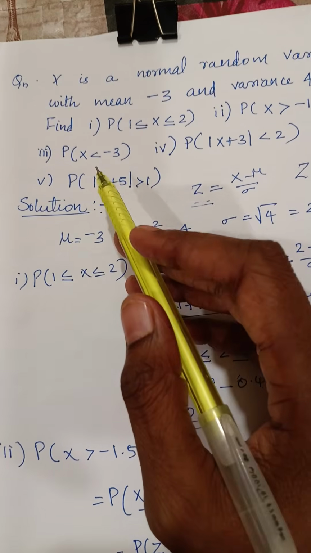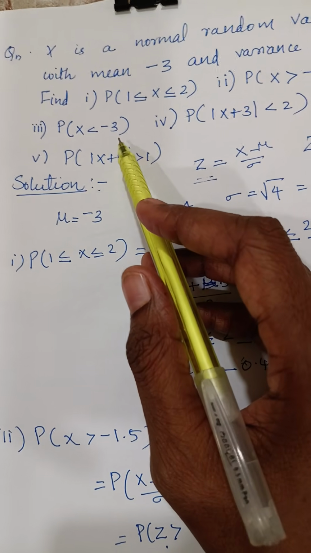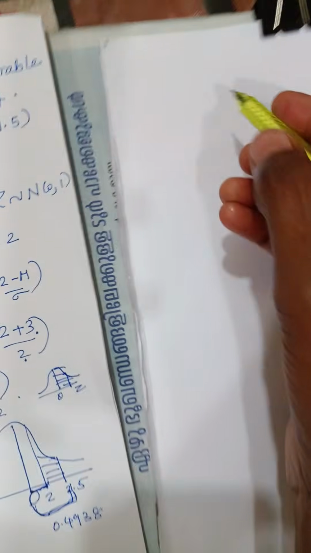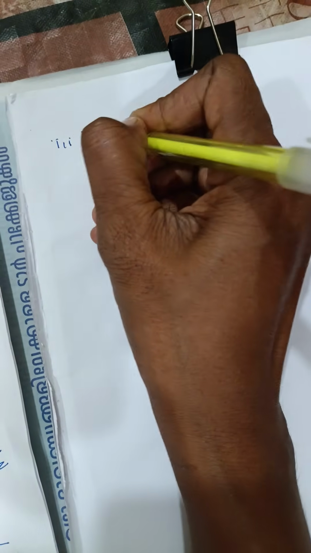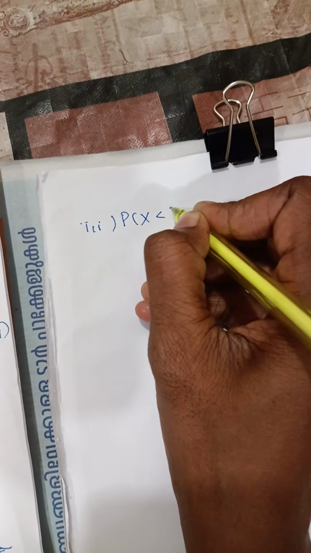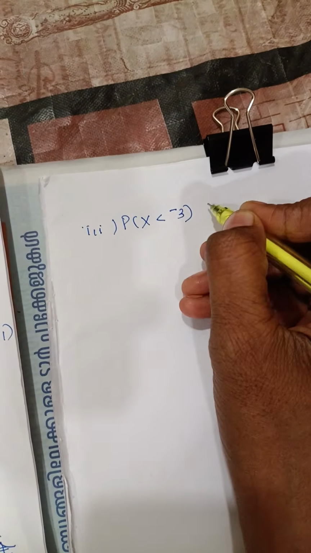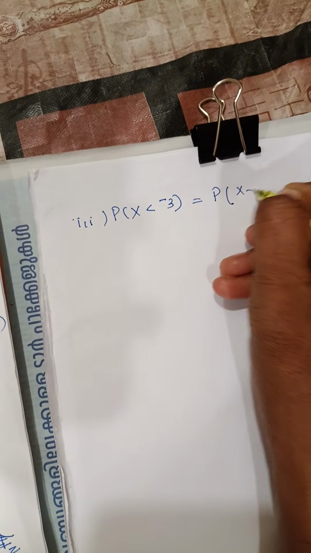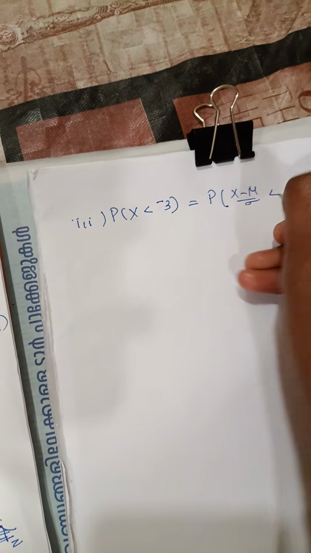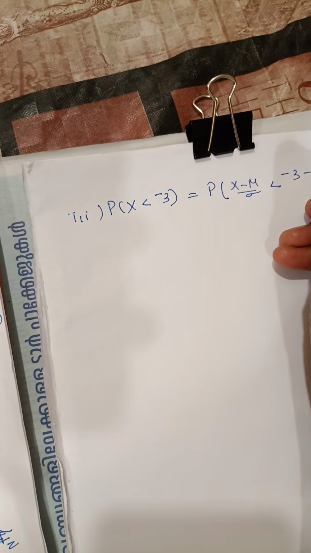Now what is our next problem? Probability of x less than minus 3. So let us see what that is. So probability of x less than minus 3, which is equal to probability of, we can standardize this, (x minus mu) by sigma less than (minus 3 minus mu) divided by sigma.